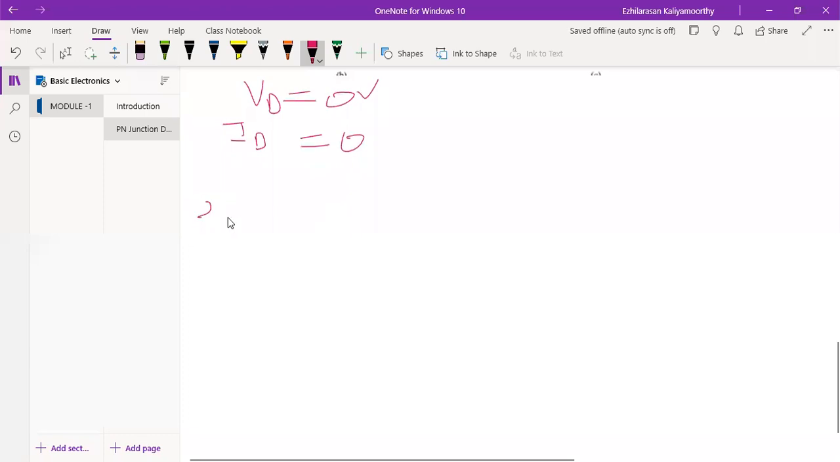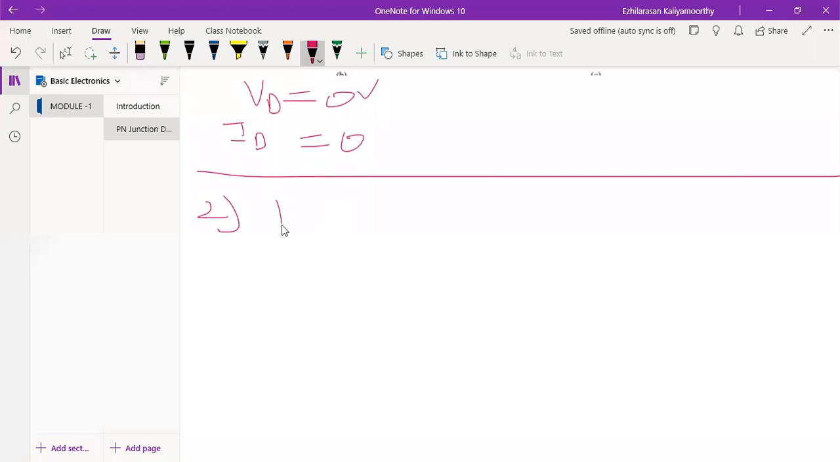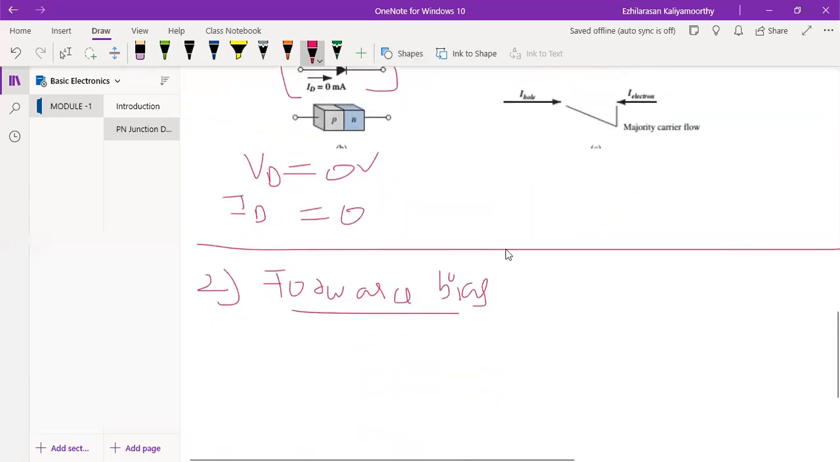So now let us study the second case. We have to apply a biasing, that is the forward bias. Why do we need the bias? You should think about why we need a bias actually. If you want your device or electronic component to work perfectly, then you need to apply proper biasing. Proper biasing means connecting an external DC supply voltage across the diode to make it work perfectly.